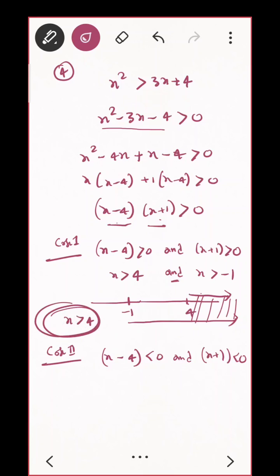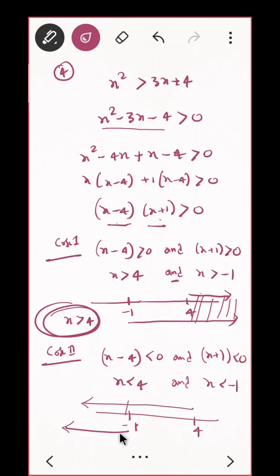Do you agree everyone? What about this case? x is less than 4 and x is less than minus 1. So let us draw minus 1 here and 4 here. What is this saying? Go here, and what is this saying, go here. Correct. What is the common part? 'And' means common. That is x is less than minus 1. Do you agree? So what is the final answer? Union of both. Union means combining both. So what will be my answer?